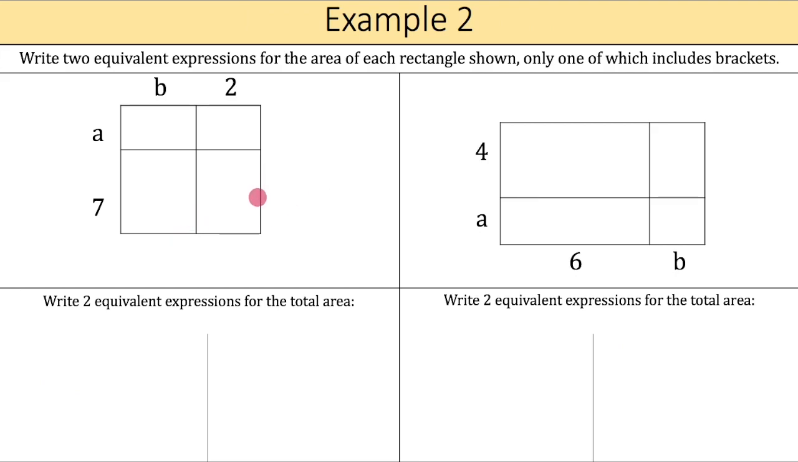Let's now answer some questions which are very similar, which you're going to see in your exercise in your textbook. So again, we need to write two equivalent expressions for the area of each rectangle shown, only one of which includes brackets. So to do this, I could simply add together the area of each portion. So this is simply going to be a times b, so ab. This is going to be 2 times a, so 2a.